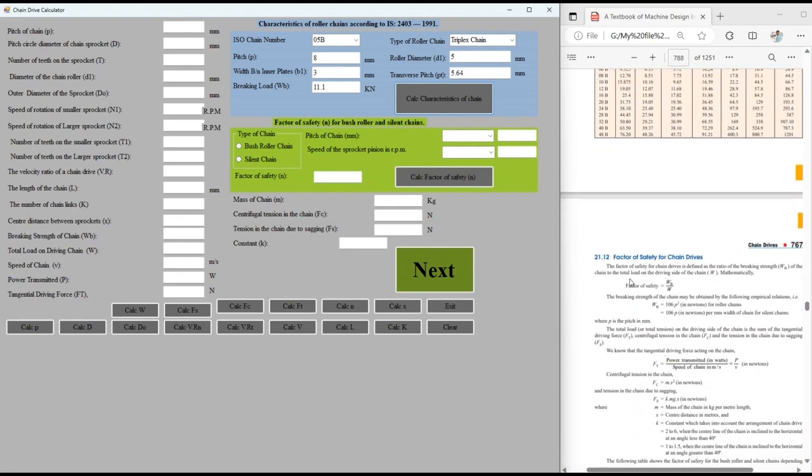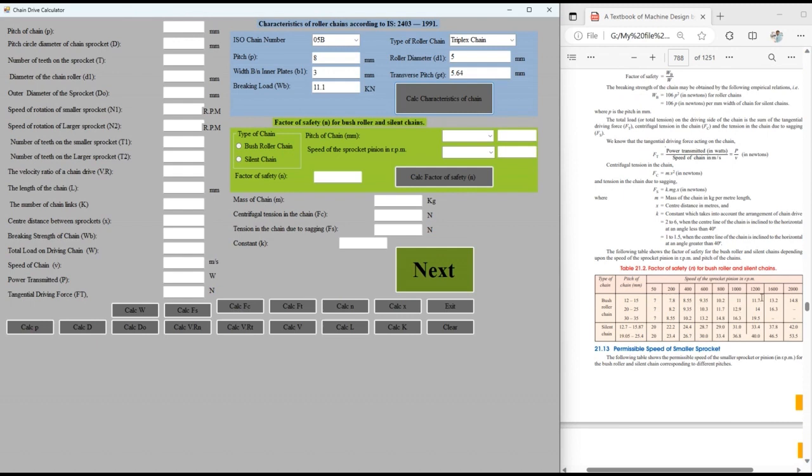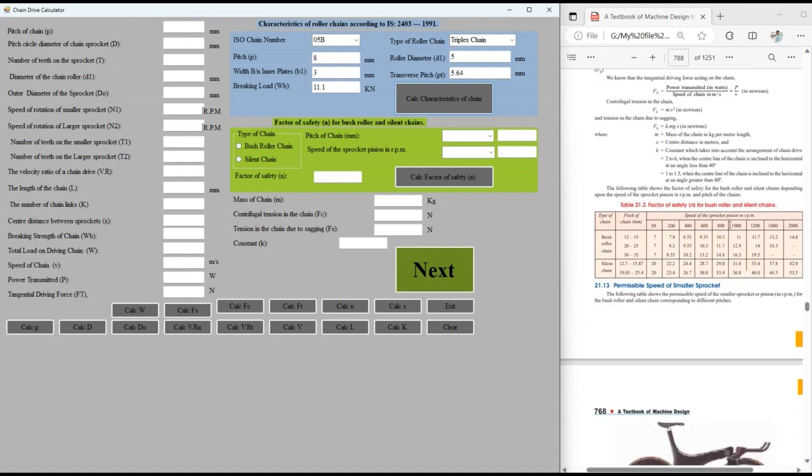The other is, earlier we have calculated factor of safety by dividing the breaking load by the total load. Also, the factor of safety for a roller chain for chain drives can be summarized in this table. Here there are some parameters. The parameters are type of chain, it may be bush roller chain or silent chain, pitch of the chain, and the other is speed of the sprocket pinion in RPM.